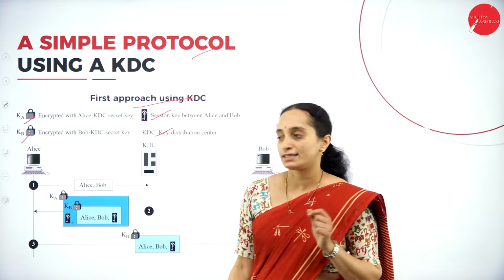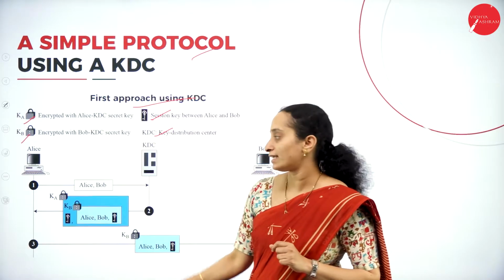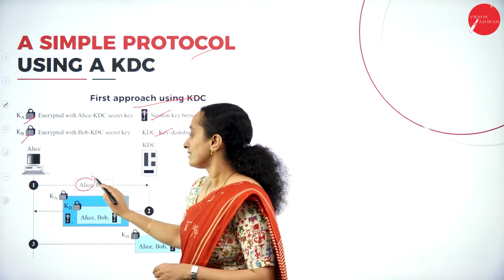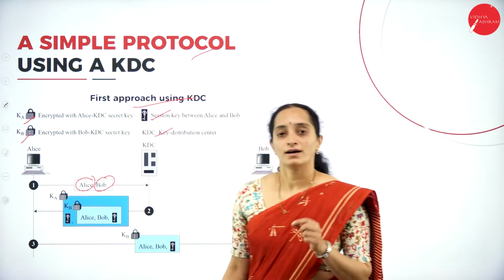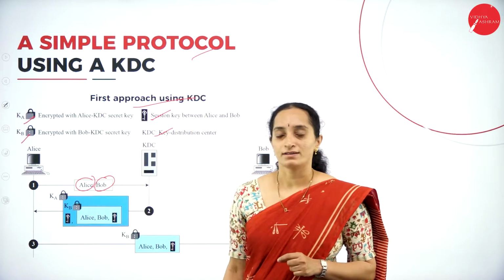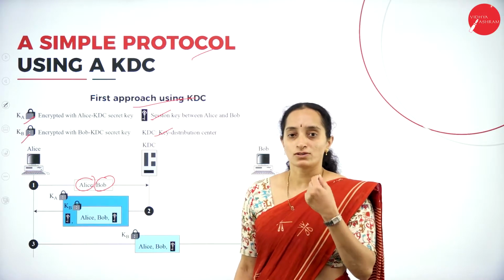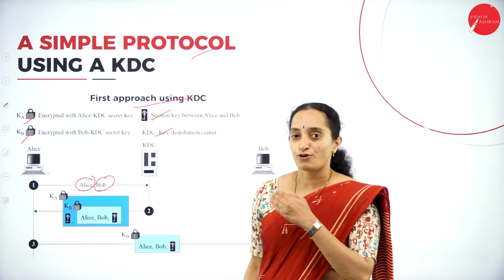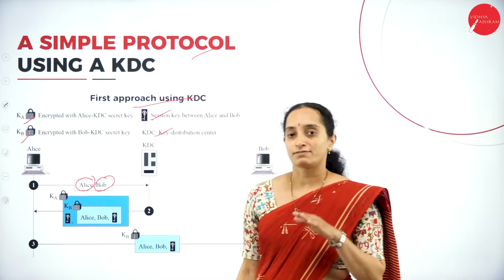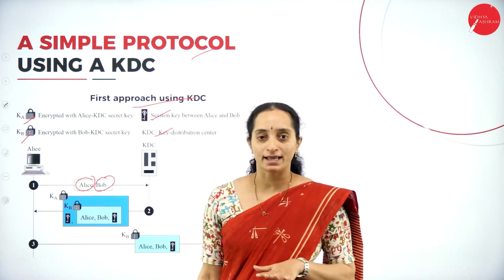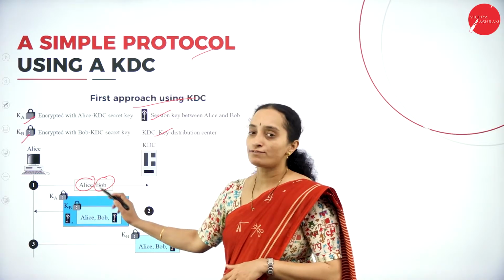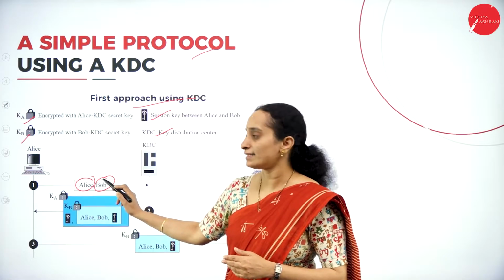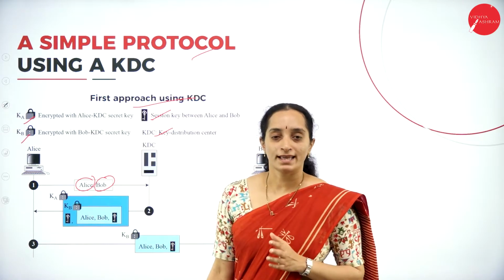Alice's secret key along with Bob's secret key will be sent to the KDC. So Alice sends the identity of herself and the receiver: I am Alice and I want to send a message to Bob, along with the plain text for the request message. The request message in the form of plain text, along with the identities of Alice and Bob, that is the sender and the receiver, will be sent to the KDC.